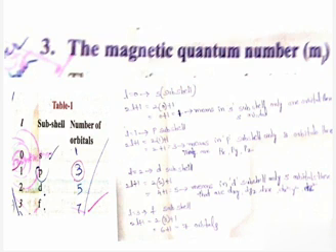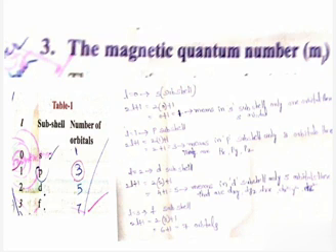So these M values depend on the L values. The magnetic quantum number ML has integer values between -L and L including 0. Thus for a certain value of L, there are 2L plus 1 integer values of ML. These values describe the orientation of the orbital in space relative to another orbital in an atom.